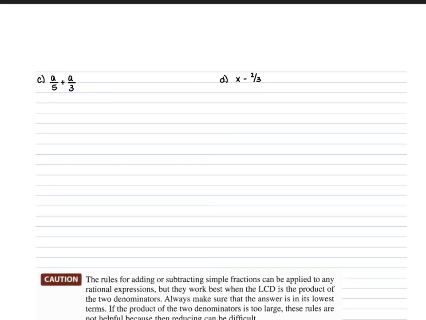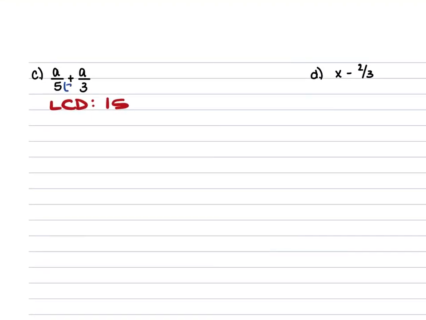For example C, we have a over 5 plus a over 3. Your least common denominator between these two is 15. So we'll multiply the first denominator by 3. Do the same thing with a, that gives us 3a. Second denominator we multiply by 5. Do the same thing with the a, that gives us 5a. So it's 3a plus 5a all over 15. We combine our like terms to give ourselves 8a over 15.